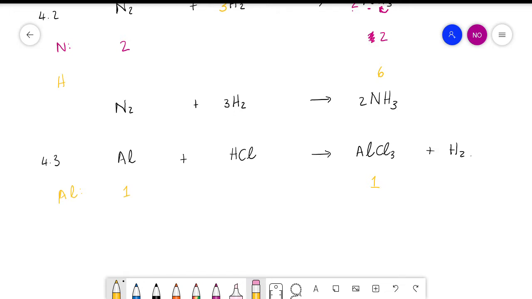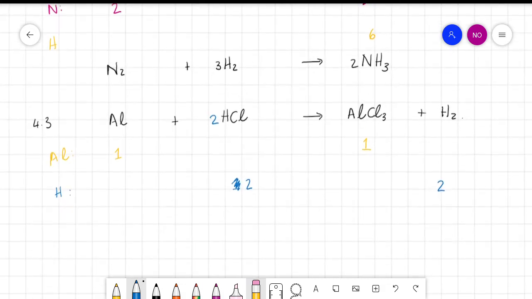Okay. Now let's look at the hydrogens. How many hydrogens do I have before? How many do I have after? How many? 2. So I need to fix that. How do I fix that? Multiply by 2, and where do I put the 2? In front of the HCl. Okay, this one is going to take a while.